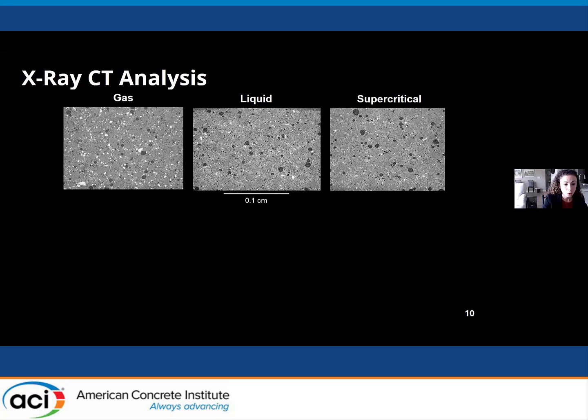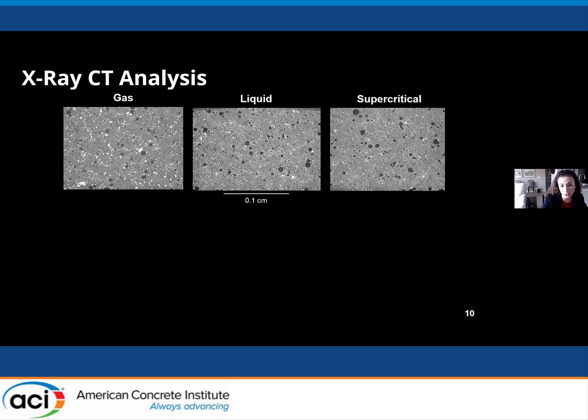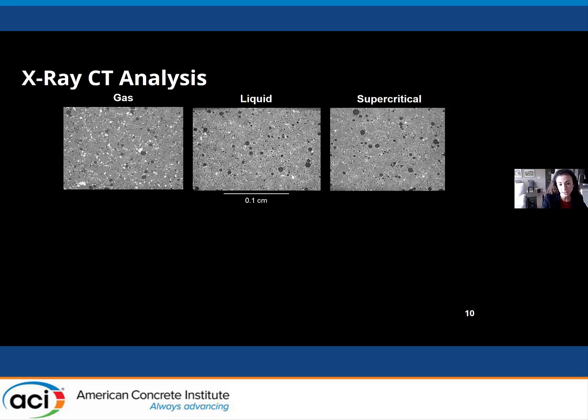And so what you can see moving left to right is that the microstructure is changing, and that there's a large reduction specifically in the brightest material that you're seeing in the gas exposed sample. And so what that is, is unhydrated cement particles. And so that is reducing as we move from left to right, or from gas to the different CO2 states.